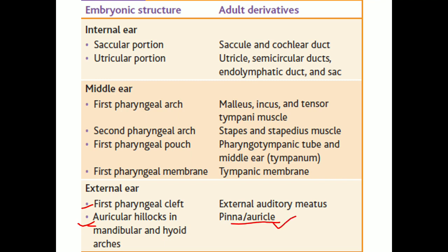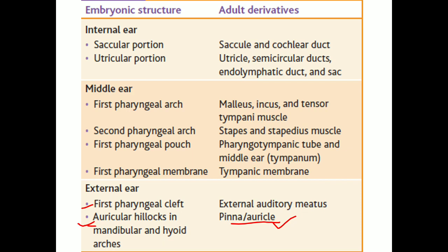Now coming to the middle ear, the first pharyngeal arch will form the malleus and incus and the tensor tympani muscle. So the first pharyngeal arch cartilage, that is Meckel's cartilage, will form the malleus and incus, and the mesoderm of the arch will form the tensor tympani muscle. It is developing from the first arch, so it will be supplied by the mandibular nerve.